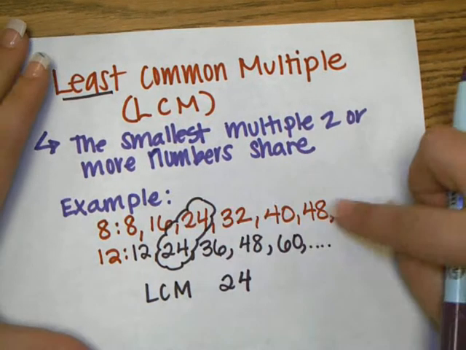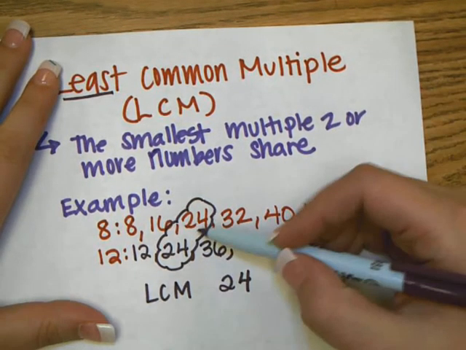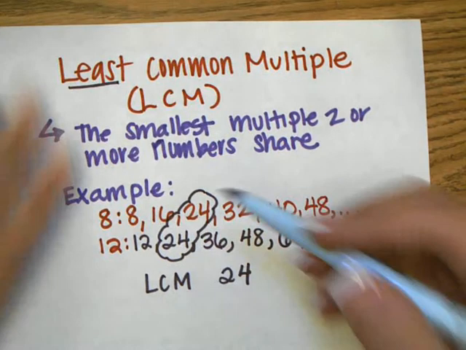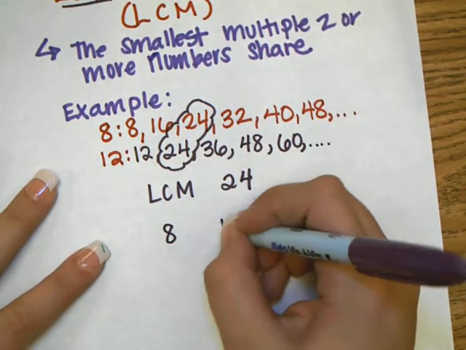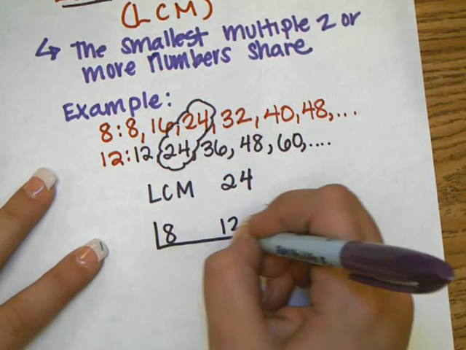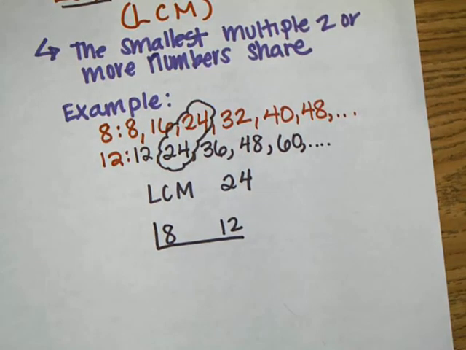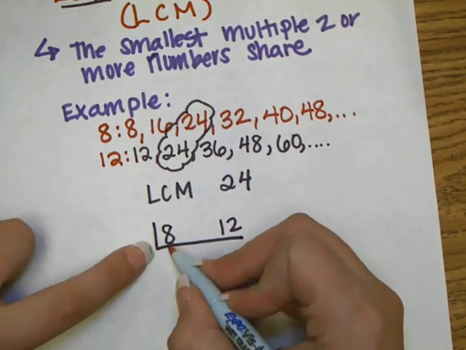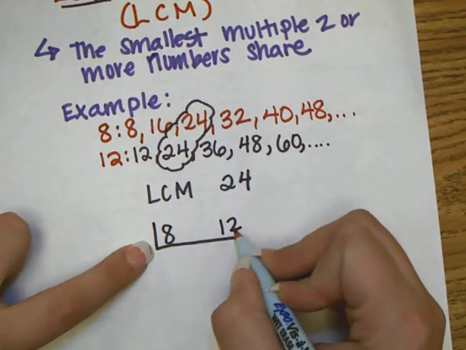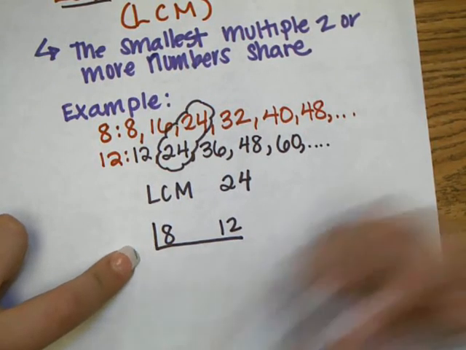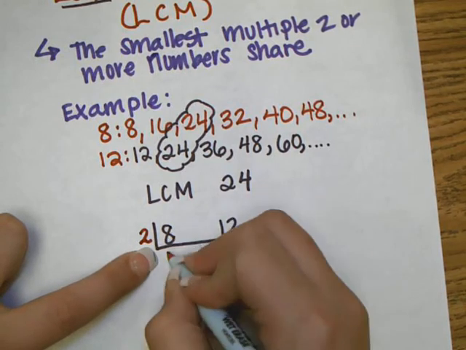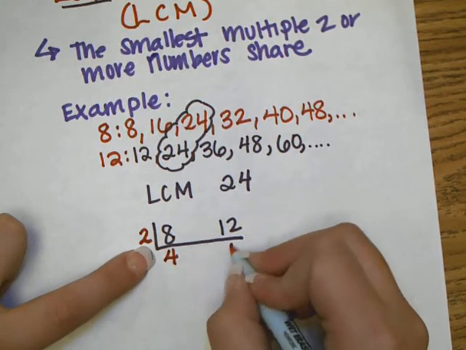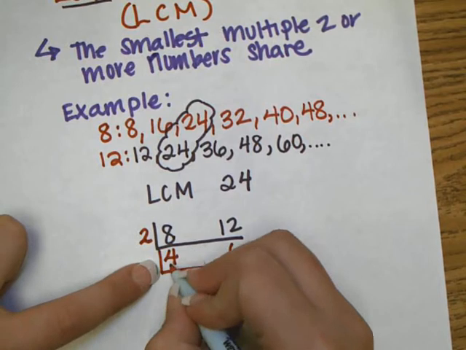So instead of having to list these all out until you find a common multiple, another way to get this answer of 24 is using the L method. We're going to put an L around the 8 and the 12, and then think about the first number that goes into 8 and 12. Let's say you thought 2. 2 goes into 8 because they're both even 4 times. 2 goes into 12 6 times.